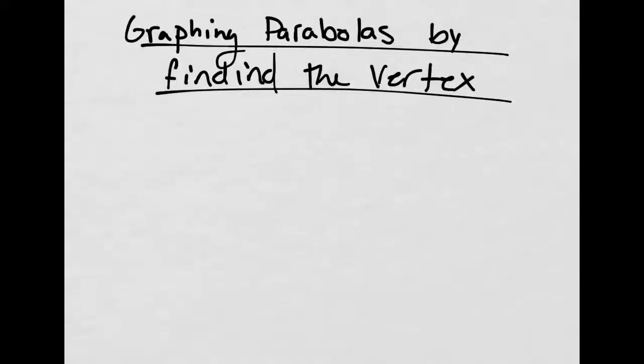Today we're going to look at graphing parabolas by finding the vertex. So, what does that mean? Well, the vertex is either the highest or the lowest point. We're going to find that first, and then just plug in a couple of values. Actually, we're just going to plug in one other value, and then we'll get the graph. So, let's take a look at this.